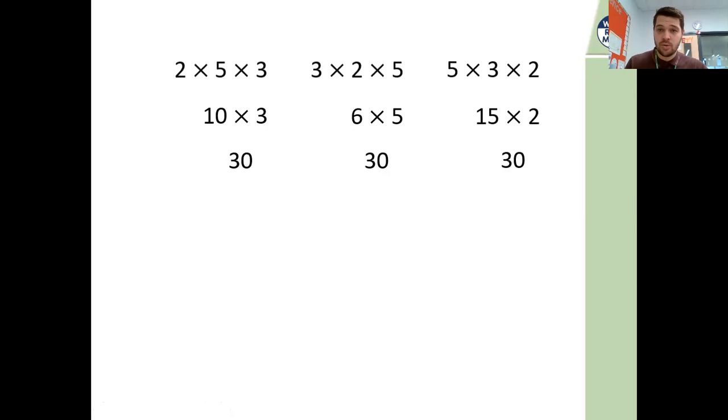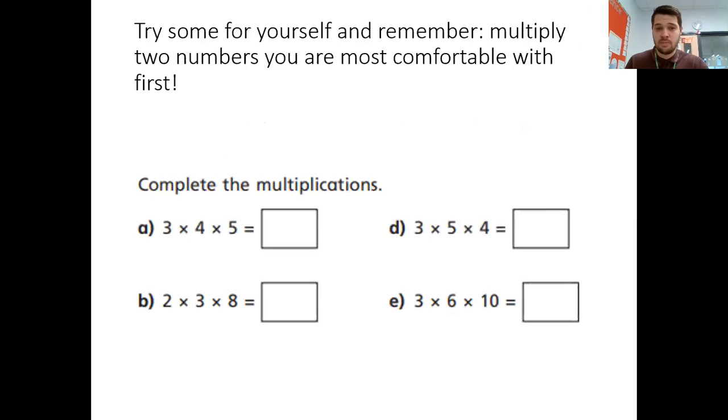It's the times tables you're most confident and comfortable with, and you can change your order of operations because the product of those 3 numbers will always amount to the same regardless of the order. So which method do you prefer? And then try some for yourself.